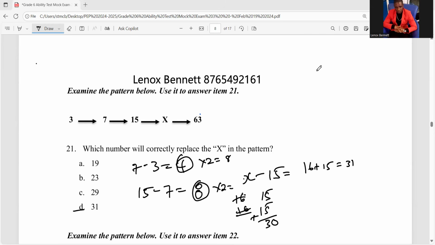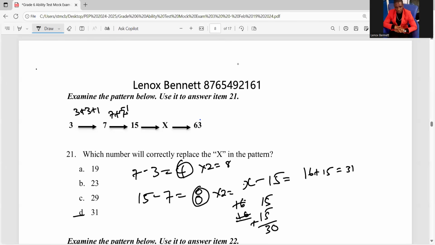No hand is up. All right, Fisher, you're the first one. Go ahead, Akilo. Sir, what I did, I added the number to itself and added 1 each time. So 3 plus 3 plus 1, 7 plus 7 plus 1, 15 plus 15. I did like you. Yes, sir. But both of you are correct.